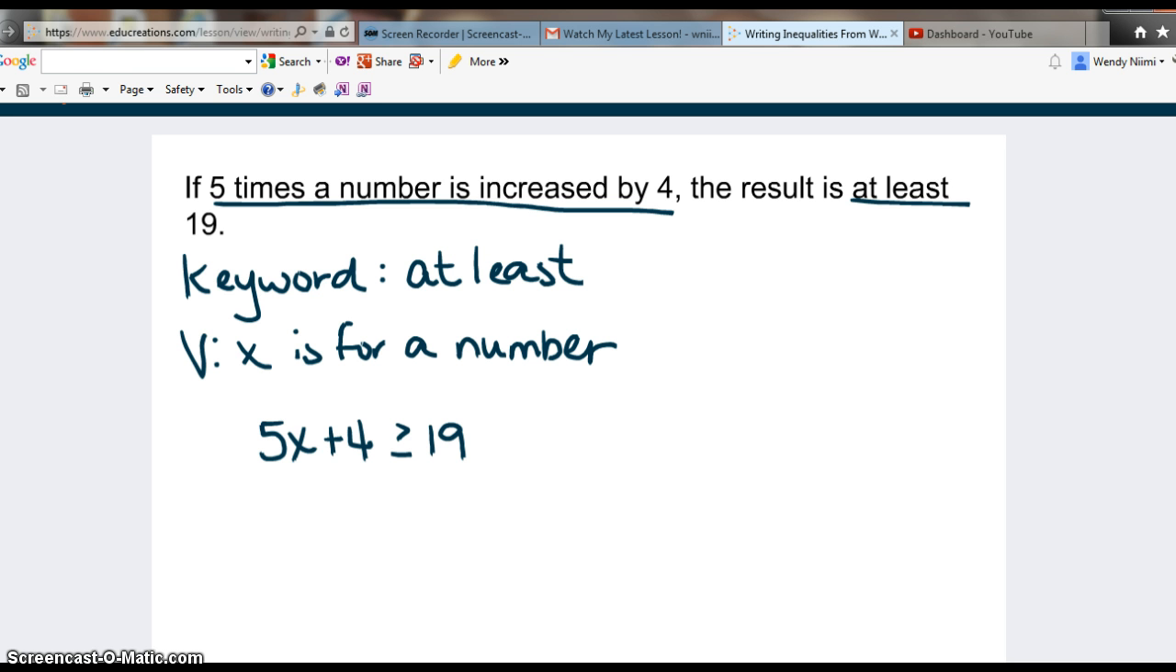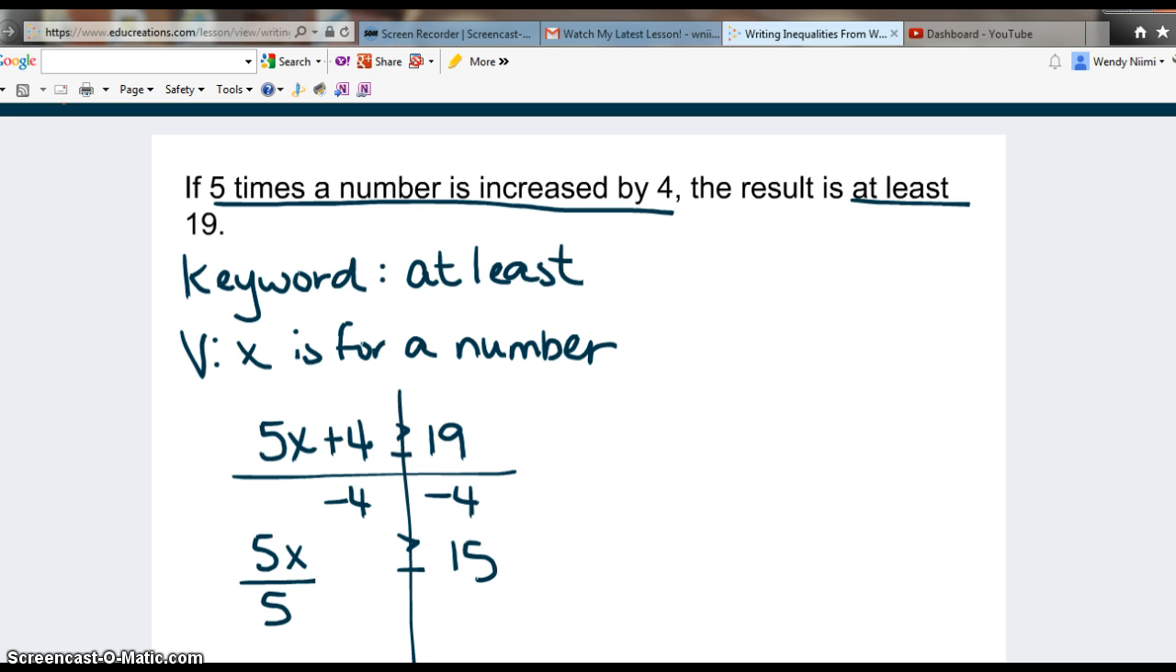Let's solve our equation. Draw our t-chart. Remember, we're isolating our variable, so we're going to subtract 4 on both sides. That leaves us with 5x is greater than or equal to 15. Then we're going to divide both sides by 5, and our x is going to be greater than or equal to 3.